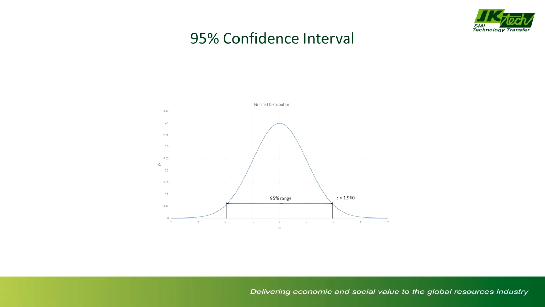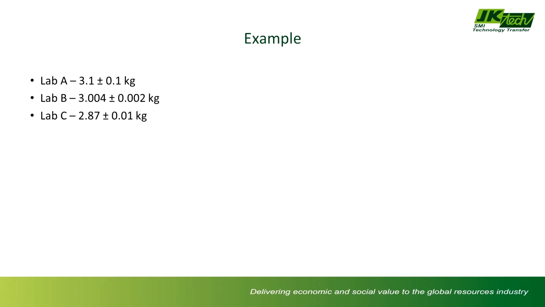Bringing this back to our example, let's actually look at the error bars on these three labs. Lab A, not too precise, their error bars were plus or minus 0.1. Lab B, using maybe a slightly different method, much more precise, so right down getting to a gram level. Lab C, somewhere in between.